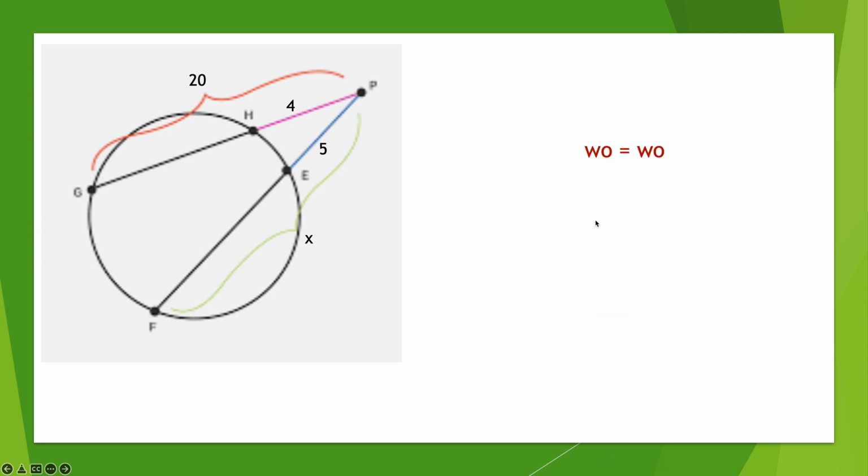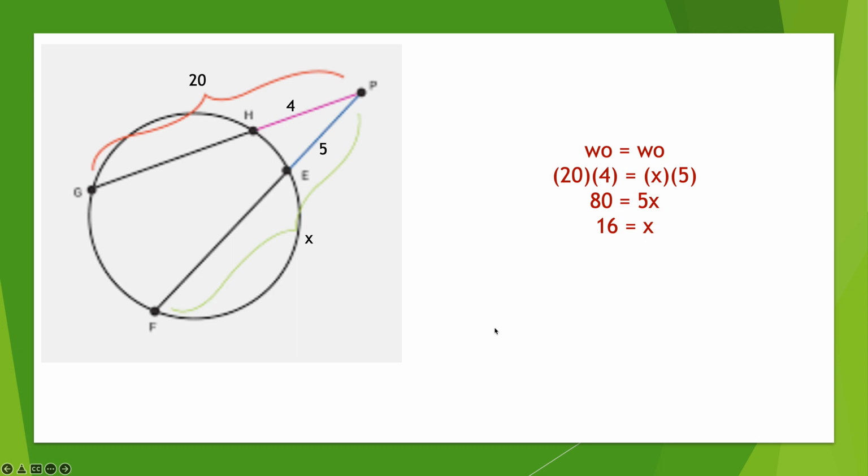Okay, so again, segments outside the circle. Now, very important that we remember the difference between a question about angles and a question about segments. If we're doing a question about angles, the angle is half the difference in the arcs, but this is a question about segments. So when we think segments, we think whoa equals whoa. So the whole times the outside, 20 times 4, will equal the whole x times the outside 5. So that makes 80 equal to 5x. Dividing by 5, x is 16.